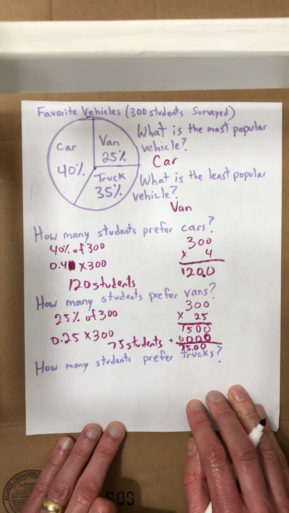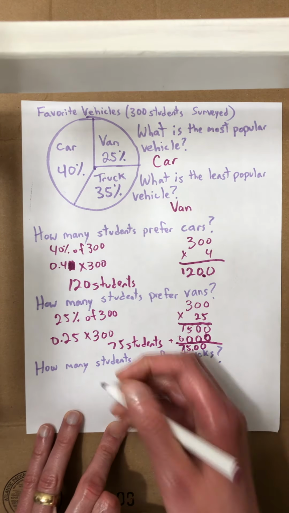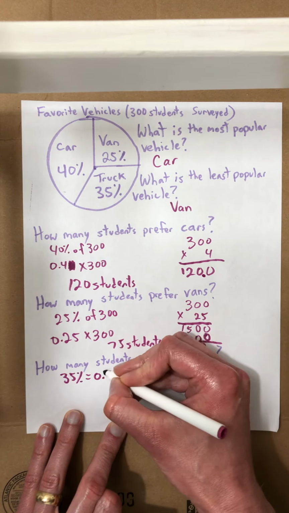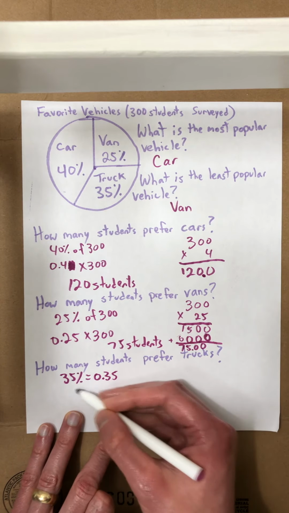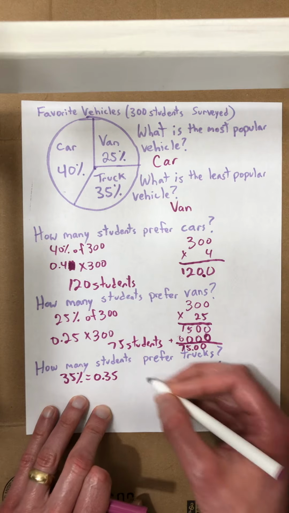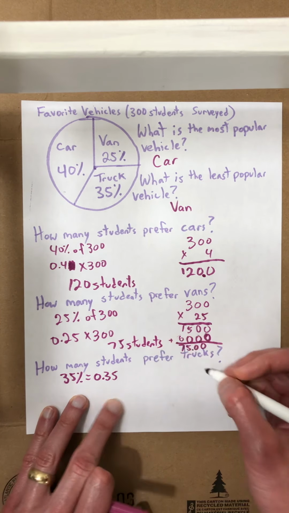So next up, we got to do it with trucks. So once again, we're on to it. What percent of it is it that preferred trucks? That's 35%, which of course is the same thing as 0.35. Again, whenever you turn a percent into a decimal, you can move the decimal over 2 spots, and that gets it to you. So let's multiply that by 300.